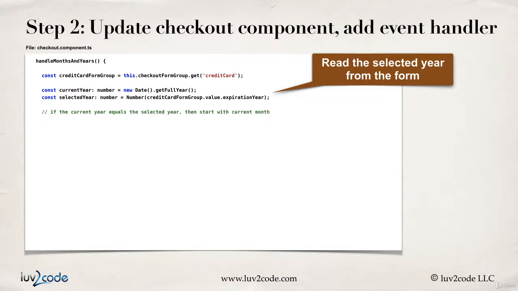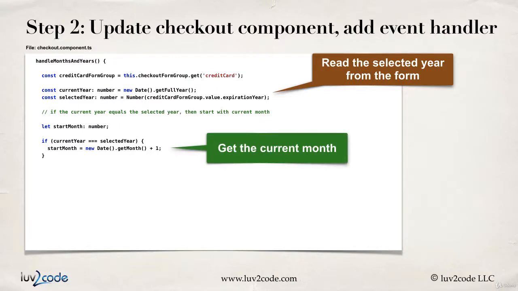If the current year equals the selected year, then we'll start with the current month. So we'll set up a variable here for start month and say if current year equals selected year, start month equals new Date().getMonth() plus 1. Remember, everything's 0-based for months. Else we'll say the start month equals 1.